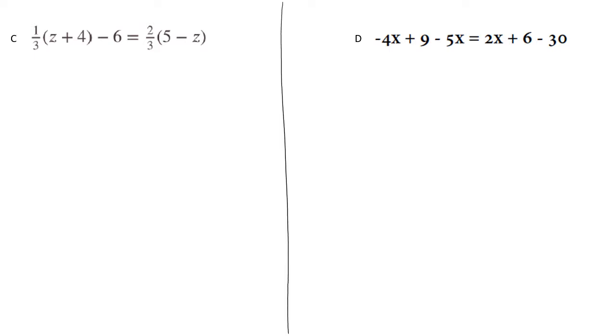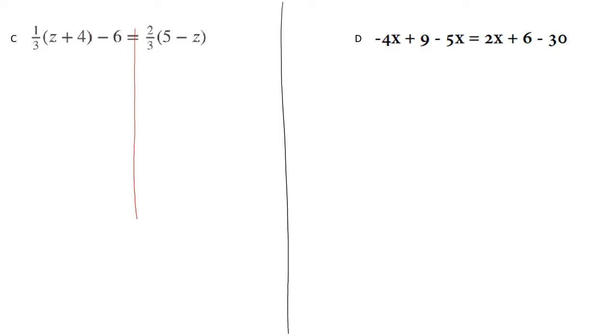Going to cut my paper in half here, change my color. All right, I have an equal sign here. All right, I really don't like fractions. I would prefer to get rid of them. That's my strategy. That's the way I'm going to solve it.